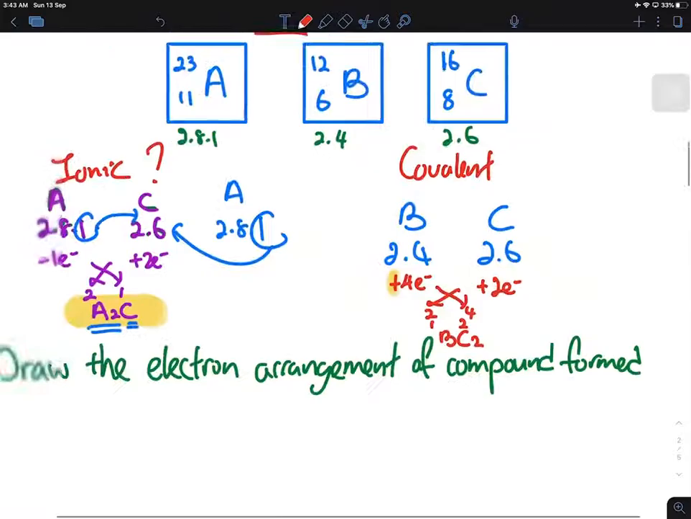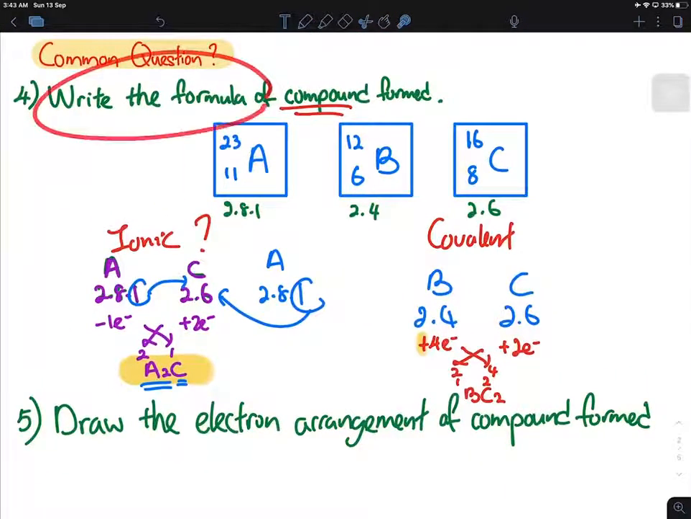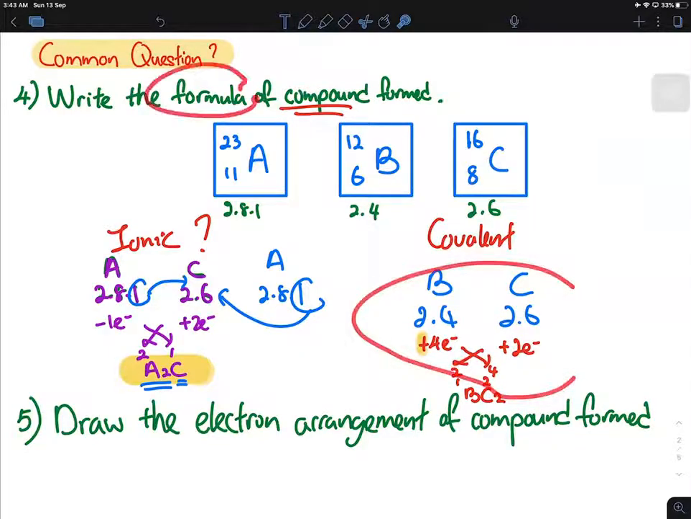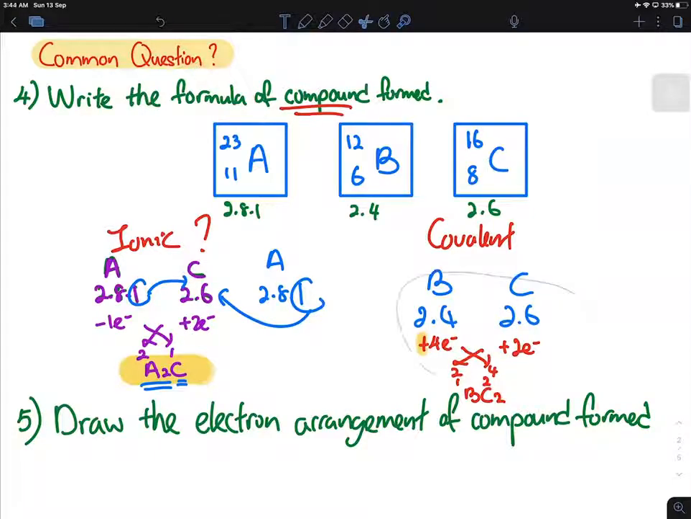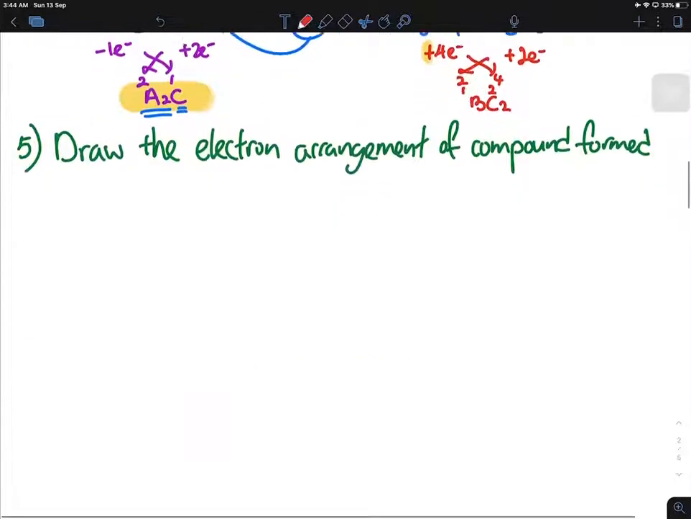So remember, this is how you solve this common question for formula. We use this crossing method. Element, electron arrangement, how to become stable, and you cross. So use the crossing method to find the formula. Please remember this. So this is question type number 4. Proceed. Question type number 5.